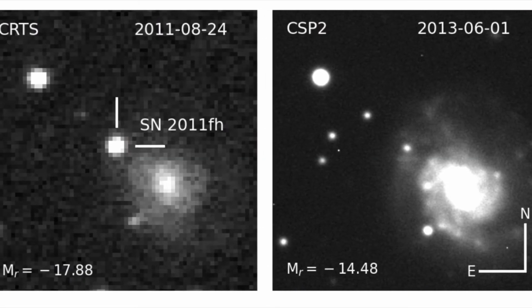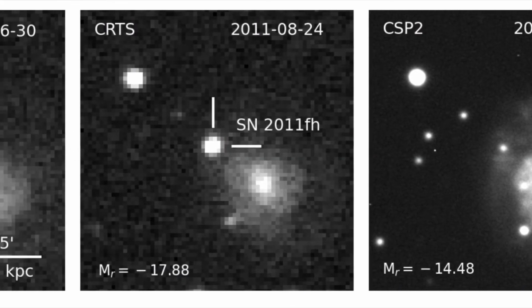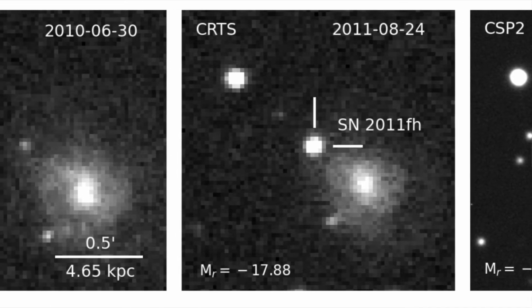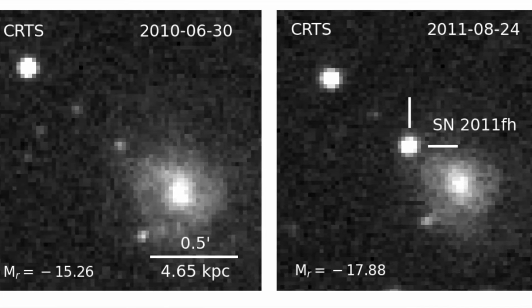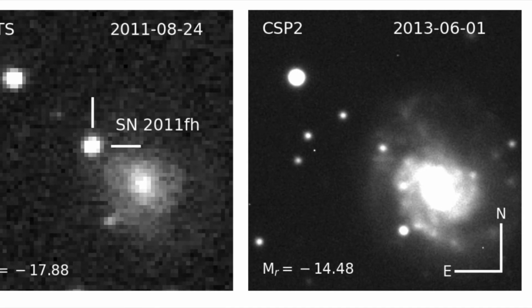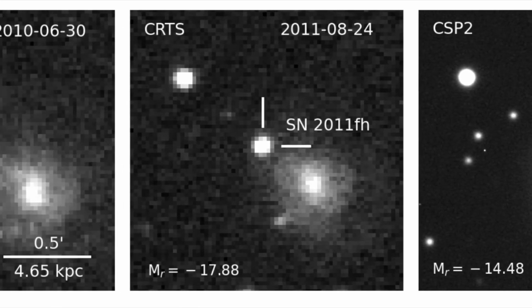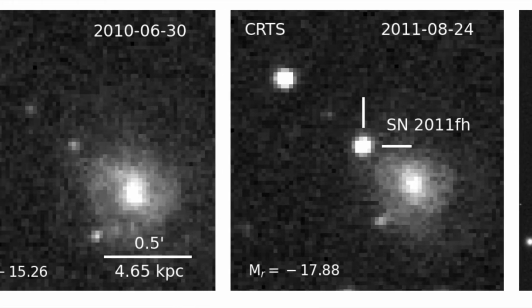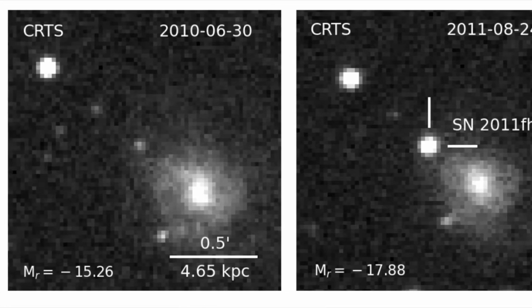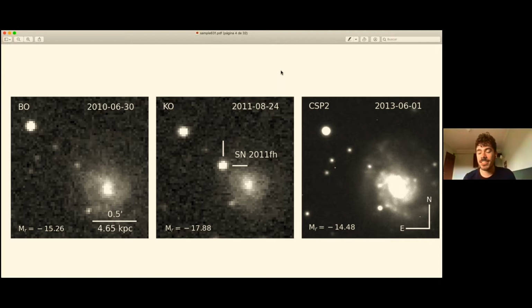This was a very interesting event because it is part of this class of transients called supernova impostors. They are called impostors because they are not real supernovae, but they are misclassified as a supernova. So in this image, we have the discovery image of 2011 FH near this spiral galaxy.